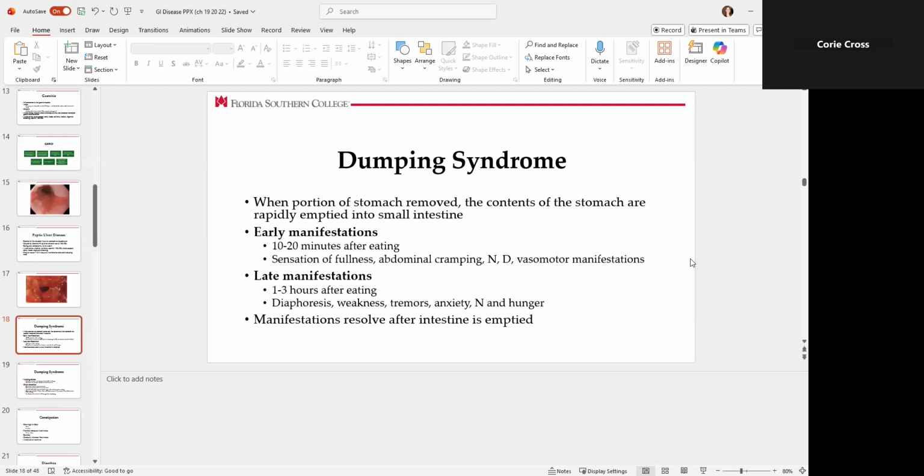Rapid absorption of carbohydrates causes a sudden glucose spike, causing the body to overcompensate by secreting higher doses of insulin. This causes glucose levels to drop rapidly, and the patient develops symptoms of hypoglycemia, so shaking, sweating, weakness, confusion, those things.